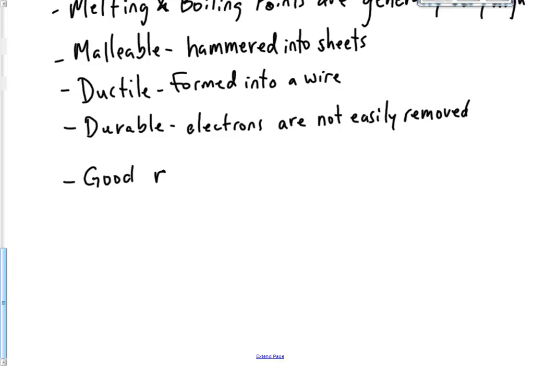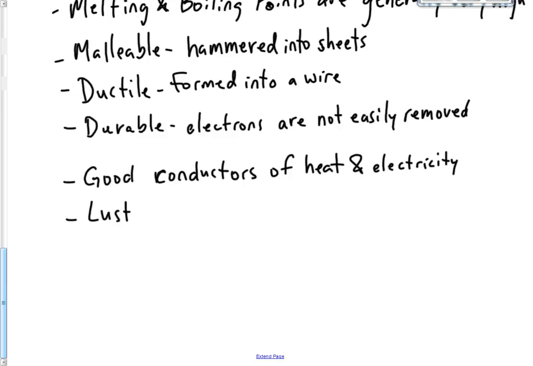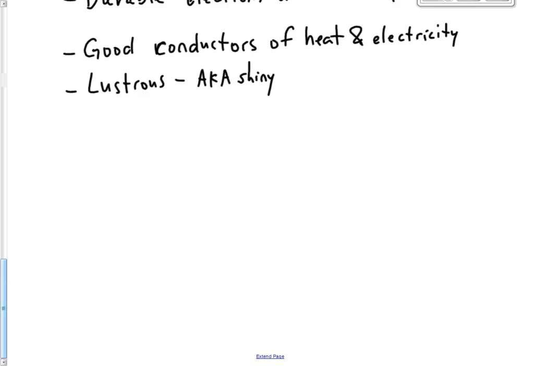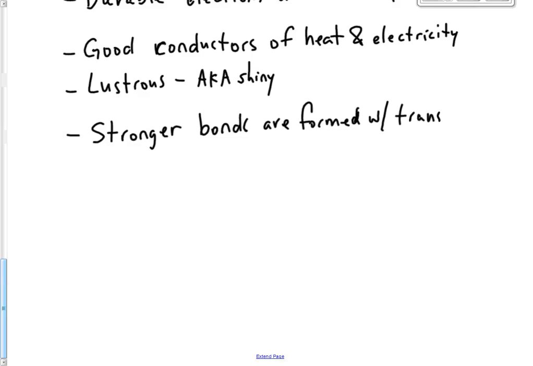They're also really good conductors of electricity and heat, which is why we use them in cooking. Also lustrous, which means they're shiny. Okay, so last one here, stronger metallic bonds are formed in transition metals. And that is basically due to an increased number of delocalized electrons.